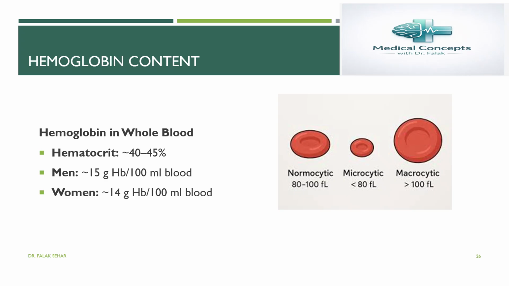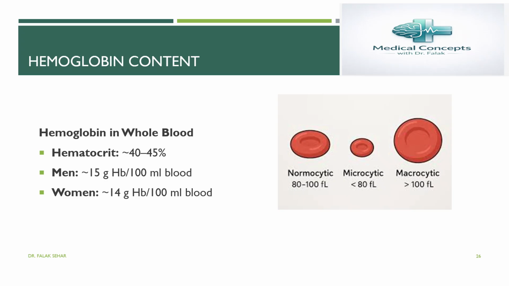Hemoglobin concentration is closely related to the hematocrit, which is the percentage of the blood volume occupied by red blood cells. Normally, hematocrit is around 40 to 45%. In terms of hemoglobin level, healthy men have about 15 grams per 100 milliliters of blood, while in women it is slightly lower, that is around 14 grams per 100 milliliters.